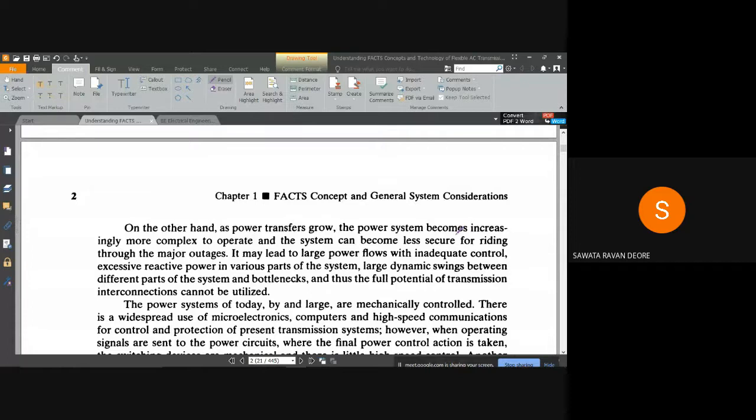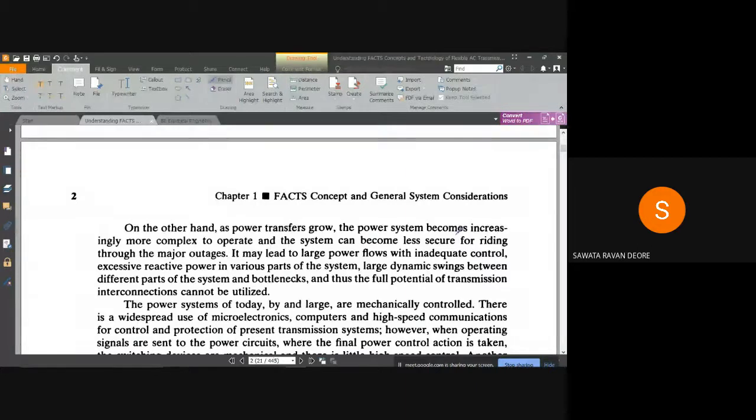But if that fault is of very large size and prolonged for a longer period, then during that period power oscillations will get created, and if those power oscillations are not damped out, then the whole system may collapse. So this requires a very fast acting protective system.